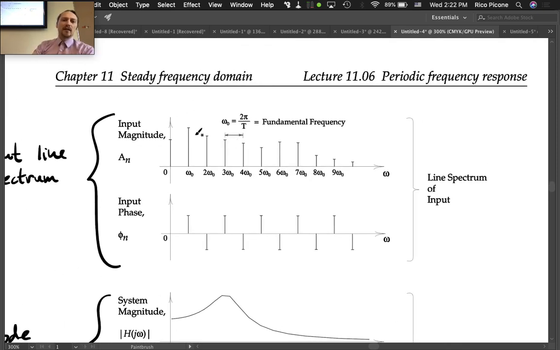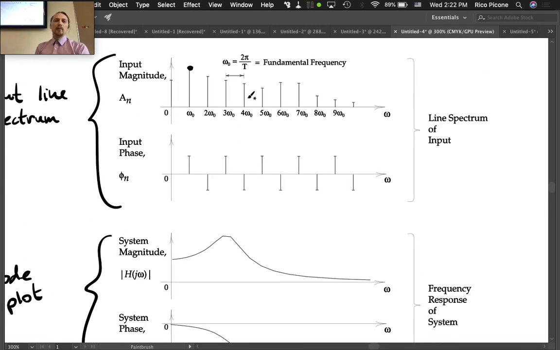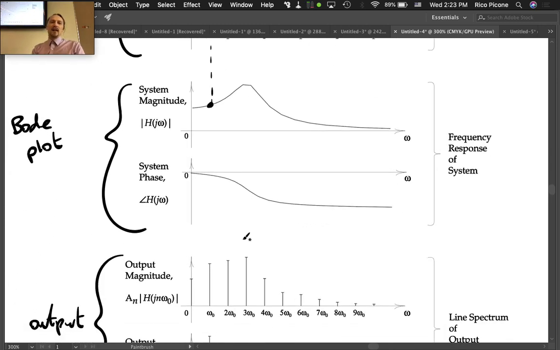So the input magnitude, let's take the first harmonic here, and let's look at that amplitude, AN. If you just go down at the same frequency, you're going to multiply that by something about 1-ish. So it's not going to change by much, okay? It's just going to stay about the same. And you keep going down, and this has that as the output magnitude. The output magnitude being the product of the magnitude of the frequency response function and the input amplitude.